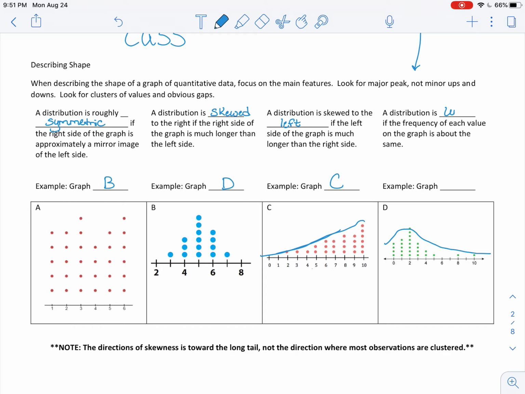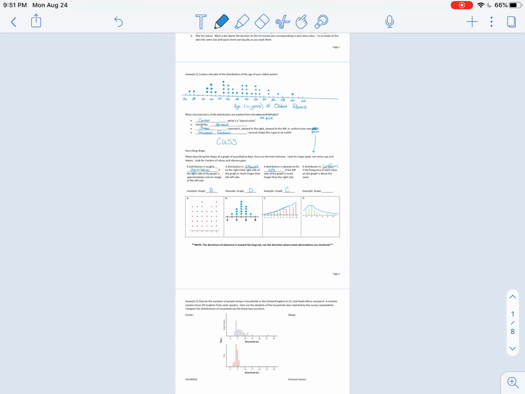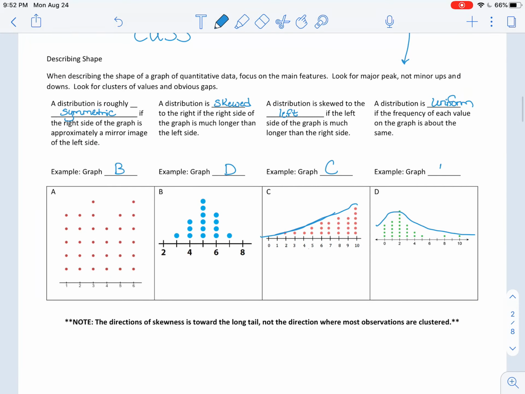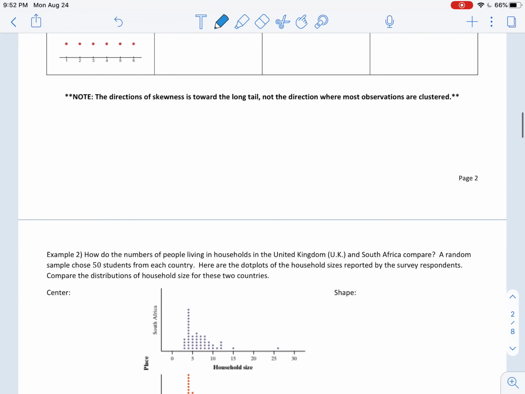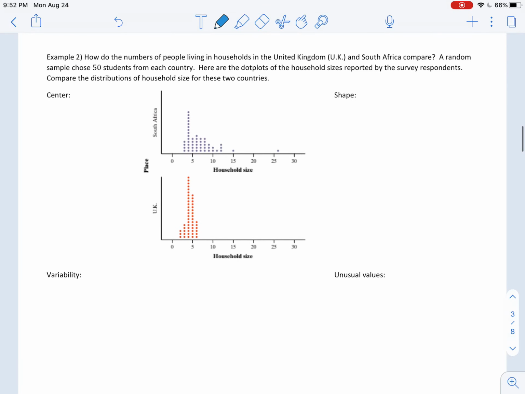And then lastly, some data sets will look approximately uniform. This is if the frequency on the graph is all about the same. There are some minor ups and downs and peaks here, but if you zoom out, the general trend is pretty flat topped. So graph A is an approximately uniform distribution. We're going to put this all together and look at these distributions and compare them.